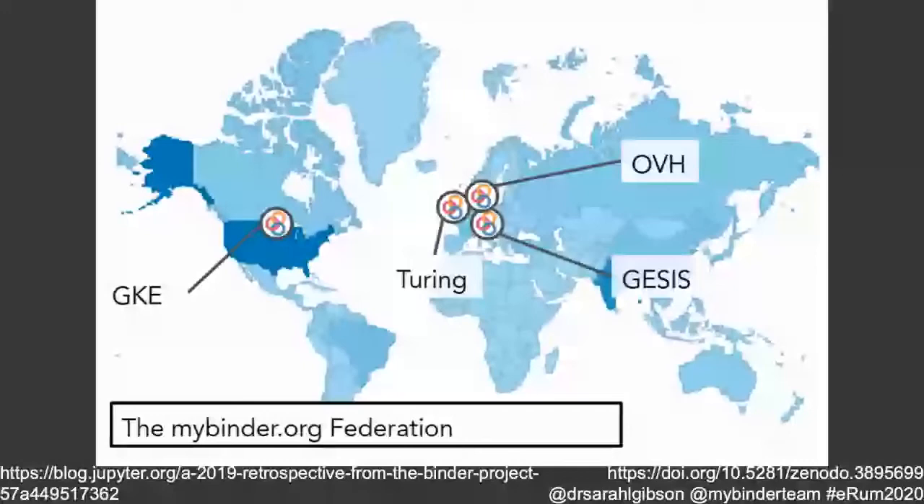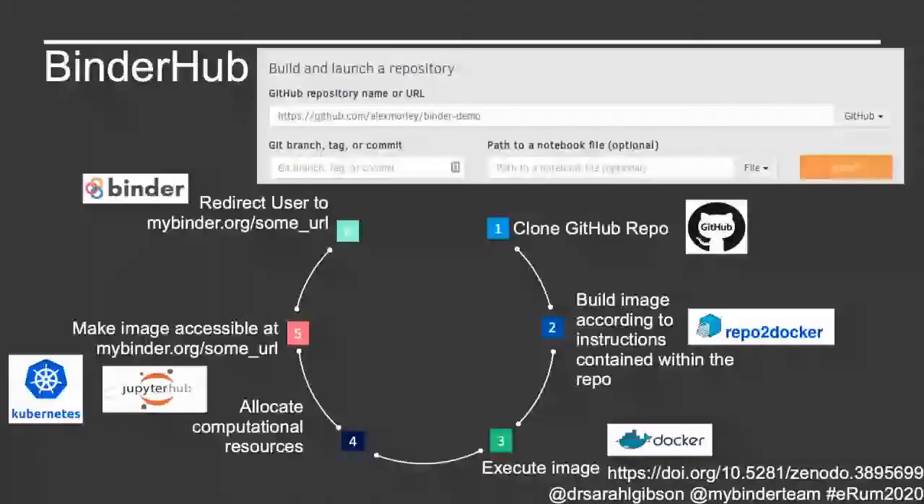So what open source tools do we use under the hood? This is a quick diagram of what happens between clicking launch on the mybinder.org page and your browser being redirected. We use Git to clone repositories. We have a specialized tool called repo2docker that builds a Docker image from the software described in the repository. We use Docker to execute these images.